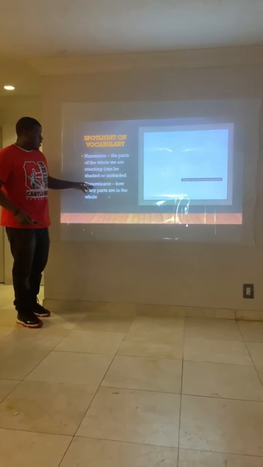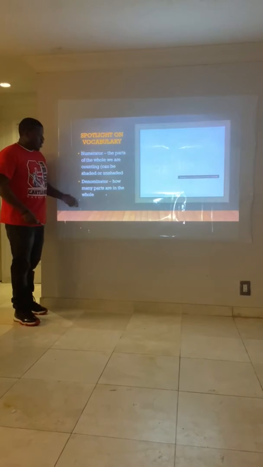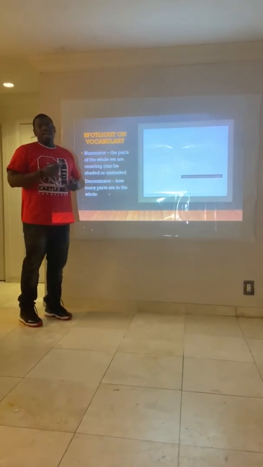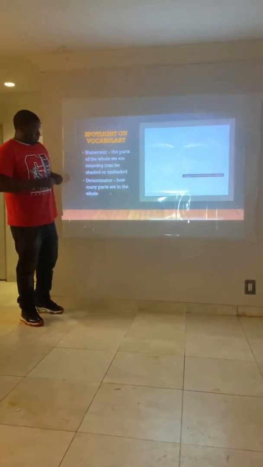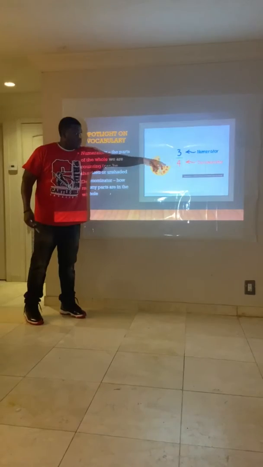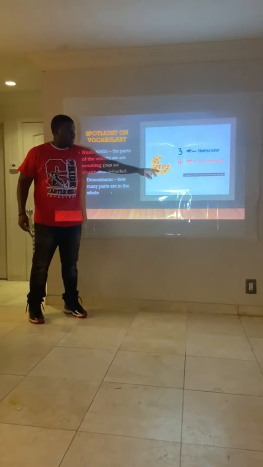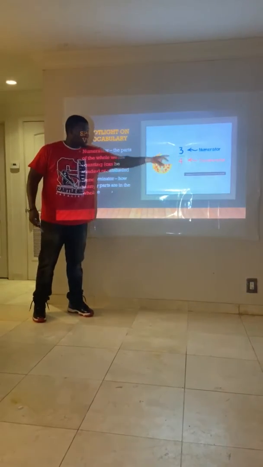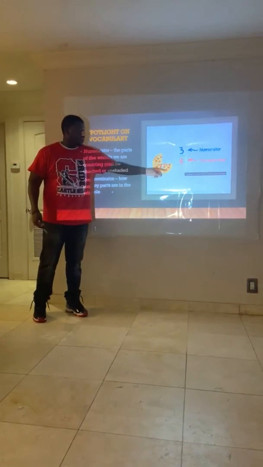And then we have the denominator. The denominator is how many parts are in the whole. So you look at the whole and you count how many parts it has been split up into. This is an example of a pizza. Of course, the numerator is 3 because we're counting how many pieces of pizza are left. And the denominator is how many parts of the pizza were in the whole: 1, 2, 3, and 4.